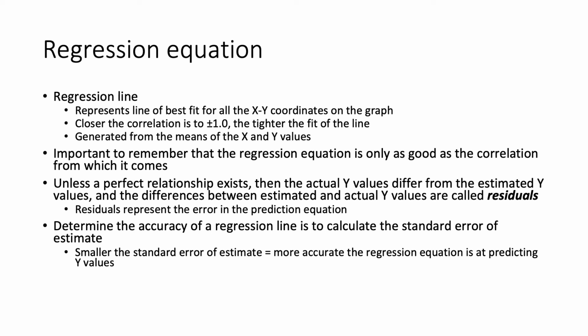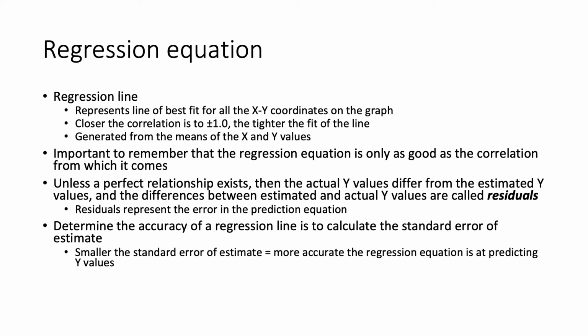It is always important to remember that the regression equation is only as good as the correlation from which it comes. If a weak correlation exists between two variables, then predicting one based on the other will not yield meaningful results. Unless a perfect relationship exists, the actual y values differ from the estimated y values, and the differences between estimated and actual y values are called residuals. Residuals represent the error in the projection equation.